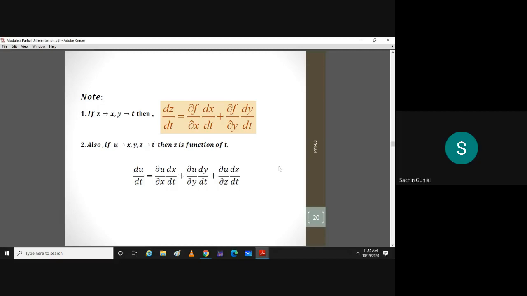Sir, in the first one, you could have written dz/dx, ∂z/∂x into ∂x/∂z, like this also, no? Will you please repeat? So ∂z/∂x into ∂x/∂t. Ah, by mistake this is f. It is actually z, because z is a function of x, y. Yes, you are correct. This has to be z.